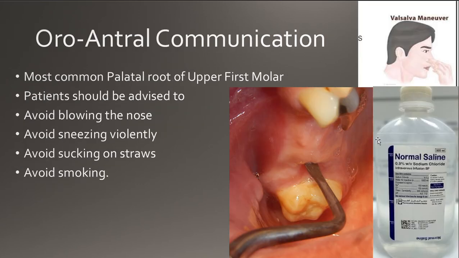Now, if it's small, between 2 to 6 millimeters, we go for collagen inside the socket and suturing: figure of 8 suturing, horizontal mattress, all of those. If it's over 6 millimeters, we need to go for flaps, the buccal advancement flap or palatal rotational flap and all that. And we give the patient sinus instructions: avoid blowing the nose, avoid sneezing violently, avoid sucking straws, and avoid smoking.